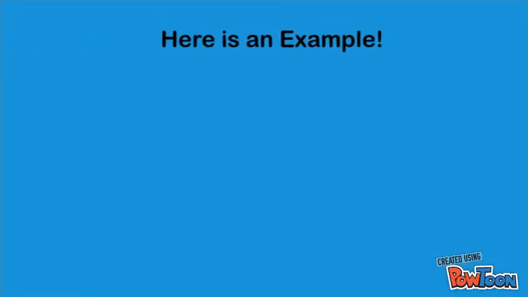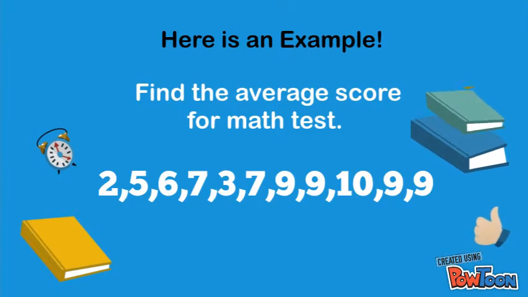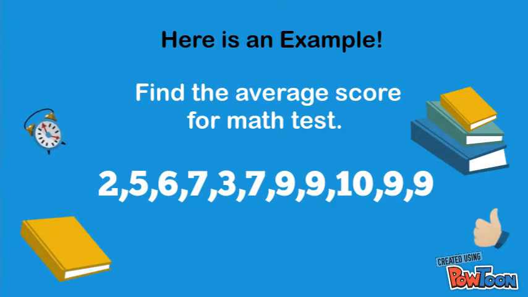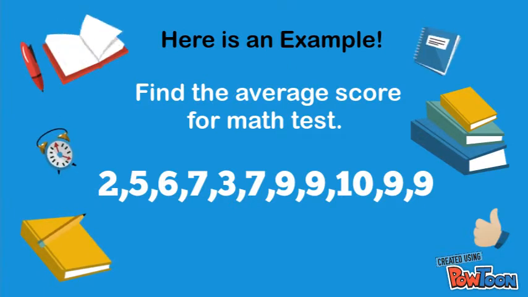Here is an example question of finding the mode. The scores in this set of data has high scores and low scores. There are also repeated values of 9 in this question. Therefore, it satisfies the requirements for finding the mode.